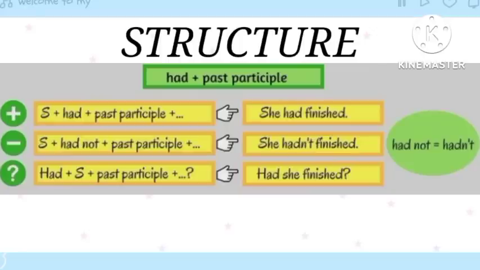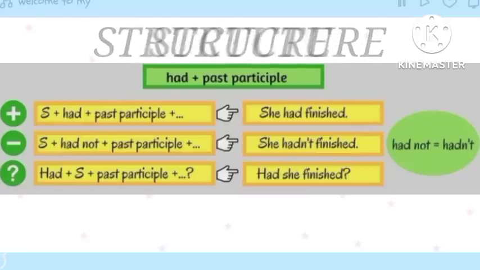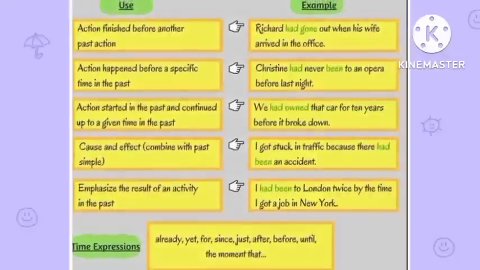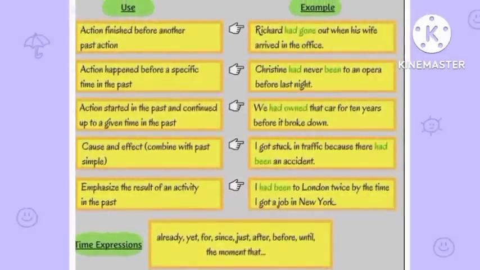And then for interrogative, had plus subject plus past participle. Had she finished? Okay, now let's see for the usage and the example in the sentence. You can read, there are 5 usages over there with example in sentences. And then for the time expression, that's the same, okay?